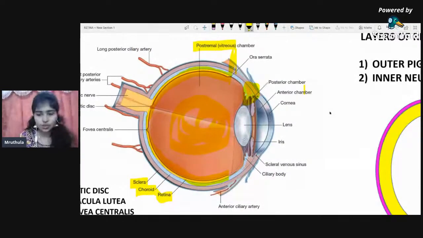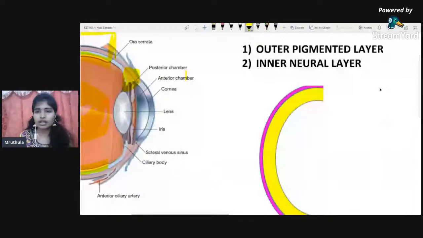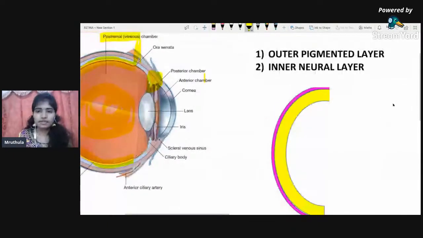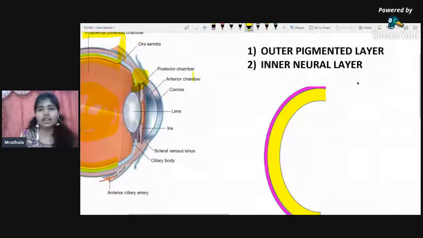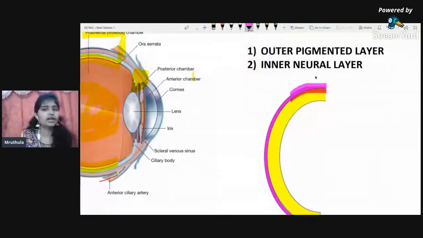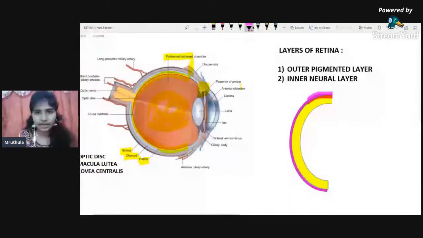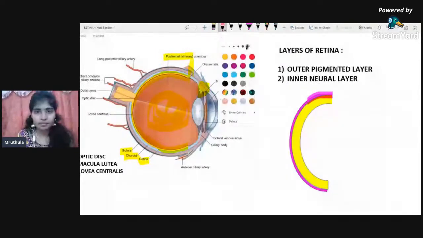With this, we'll just zoom into the layers of the retina. So we have got two important layers. The outer pigmented layer, as I mentioned, this pink color zone is the outer pigmented layer. Now that is thin when compared to the inner neural layer, right? Why is it so? Because of the number of cells.